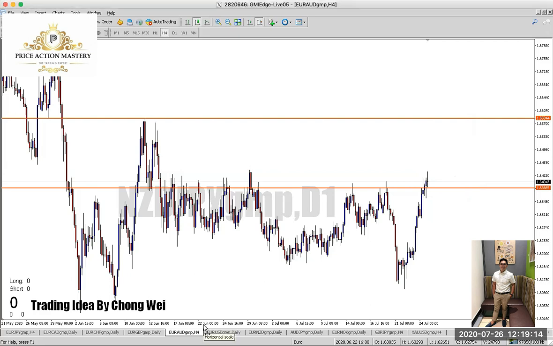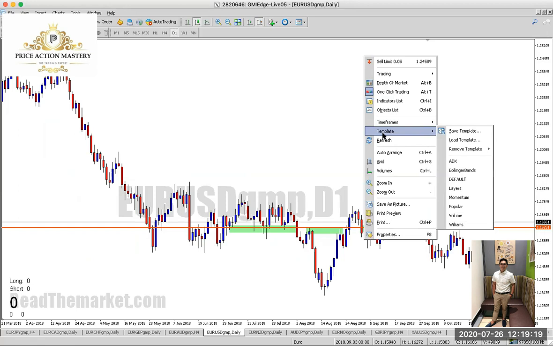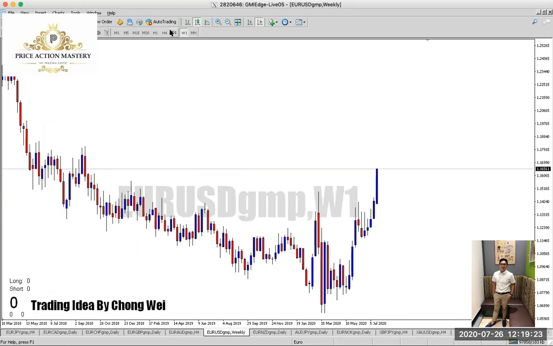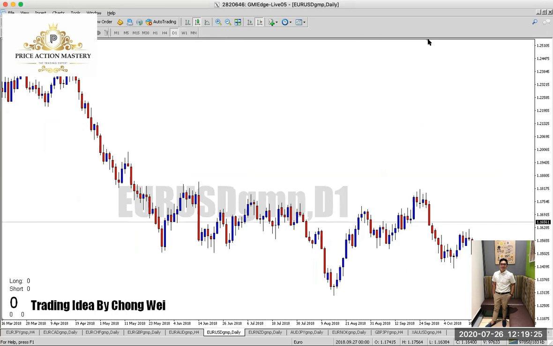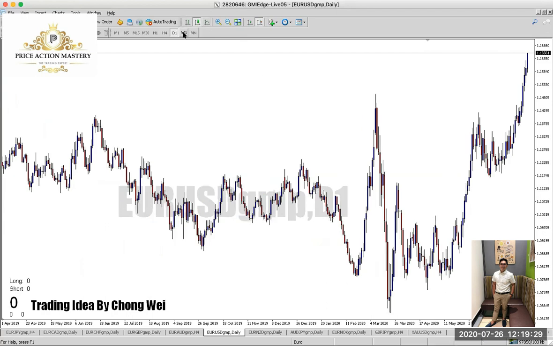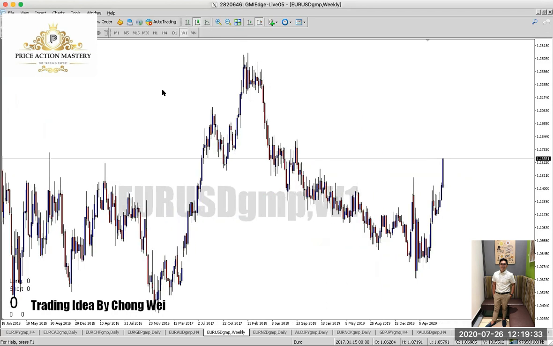Okay, the next will be Euro USD. Yes, the most favorite pair ever. We can see the market is just strong, strong, strong. So what I will do is analyze the weekly market. Let me place my key line first. Yes, this is my quick key line.